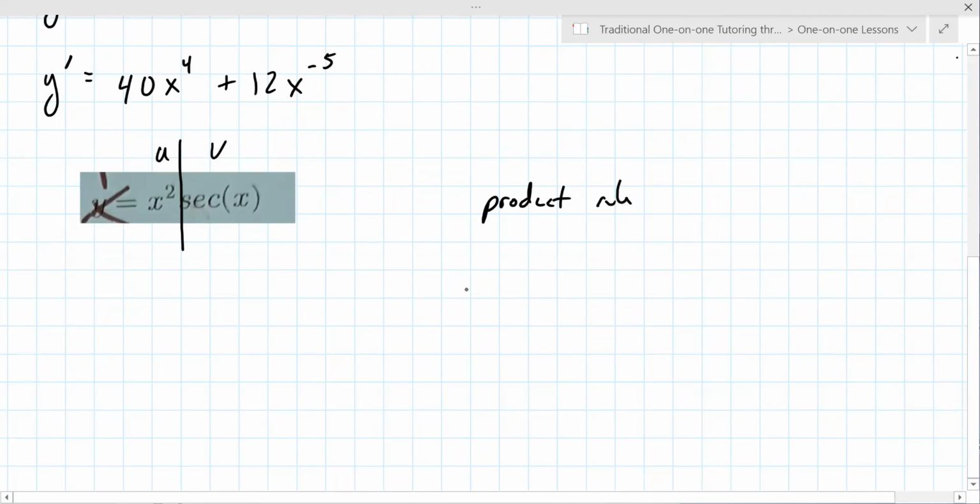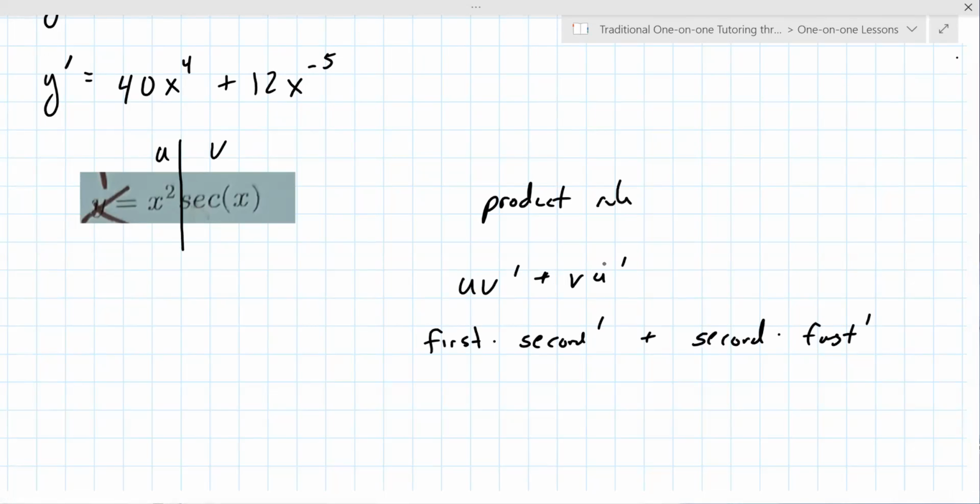Just to be clear, there are many ways to remember it. There's uv prime plus vu prime, which is great, but sometimes I remember it as first times the derivative of the second, plus the second times the derivative of the first. I don't write this, but I say this to myself, and somehow that makes more sense to me. Whatever it takes for you to remember this, you're going to use this over and over again in this course, so be prepared to do that. So y prime is x squared, derivative of secant is, do you know?